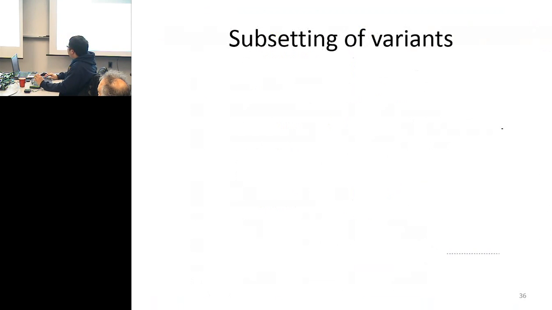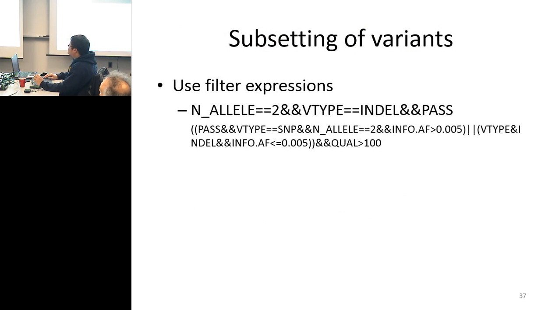Another useful thing is the subsetting of variants. I implemented a whole bunch of filter expressions which I can apply to many VT tools. The first expression says I want biallelic indels that pass. The second one says I want biallelic SNPs which are common, because the allele frequency is greater than 0.5%, and indels that are rare, and that all of them must have a quality score greater than 100. This is really useful when I'm trying to look for problems in my call set, and you might find it useful too.